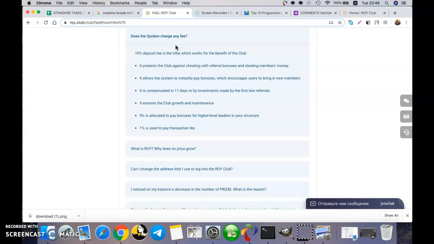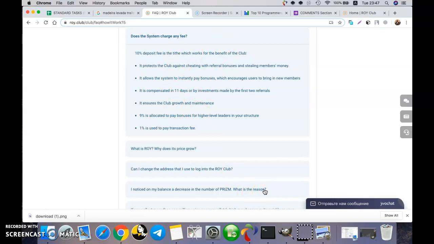So, one, it protects the club against cheating with referral bonuses and stealing members' money. That is the 10%. It helps with that. How? Because that money helps run the club, helps manage issues to do with referral bonuses and other things. It allows the system to instantly pay bonuses, right? Which encourages users to bring in new members. So it is kind of like a motivation scheme, if you could say.